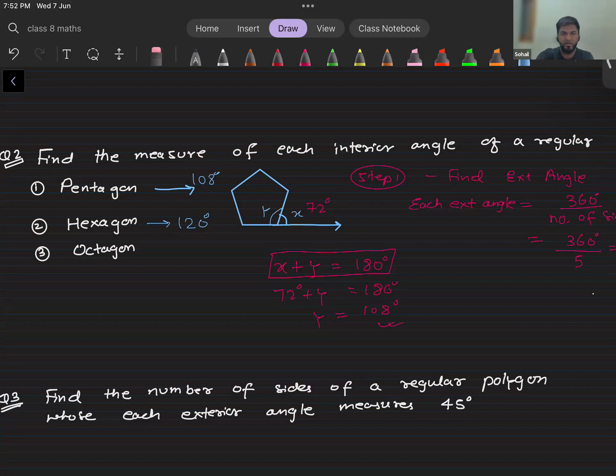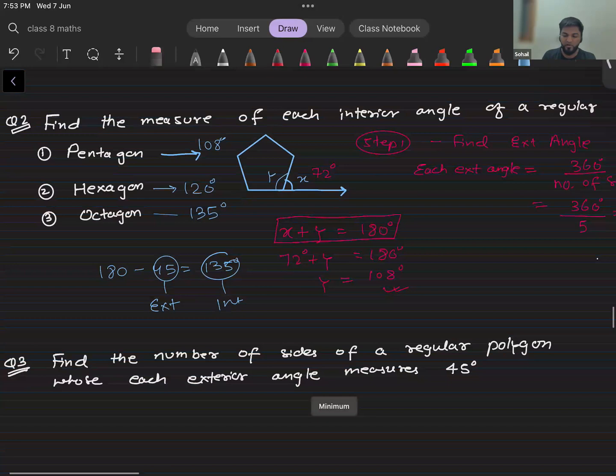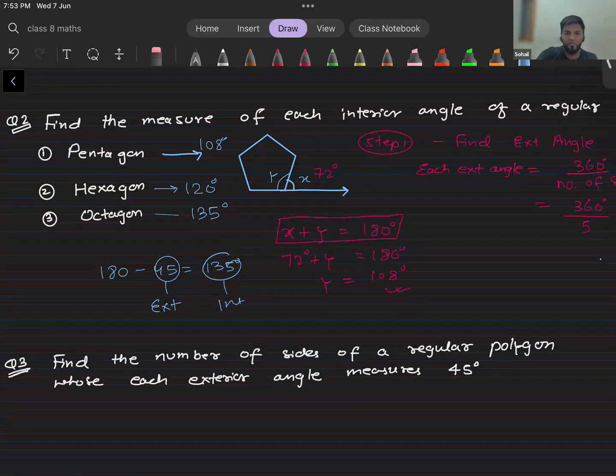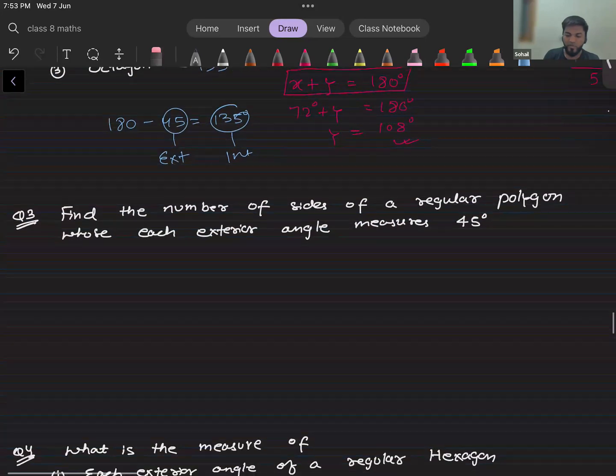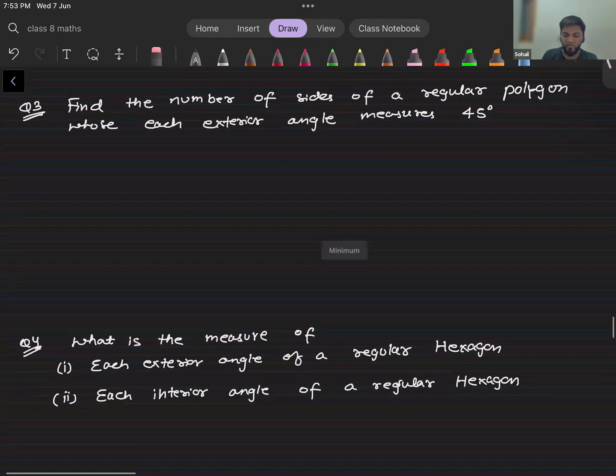Okay, Fatima, so the exterior angle is 45. Then the interior angle is going to be 180 minus 45, that is 135, right? This is the exterior angle and this is the interior angle. Very good, guys. Okay, now if this one is clear, shall we move ahead? Or do you guys have any confusion? Yeah, Fatima, 135. Okay, Ahmed, you okay? If you guys have any problem in any question, you can pause me there.